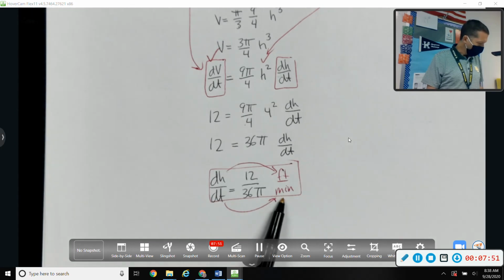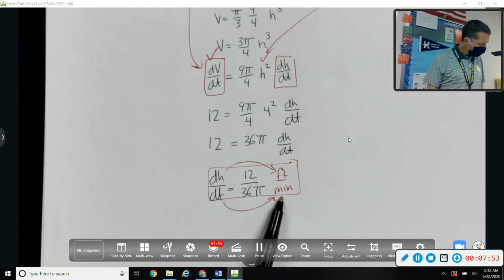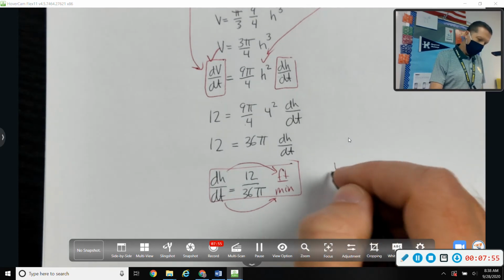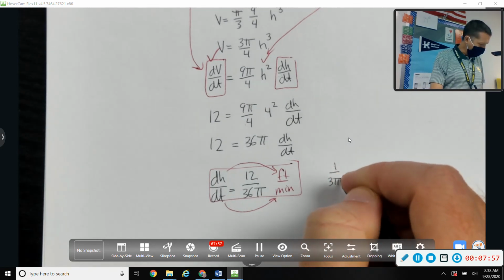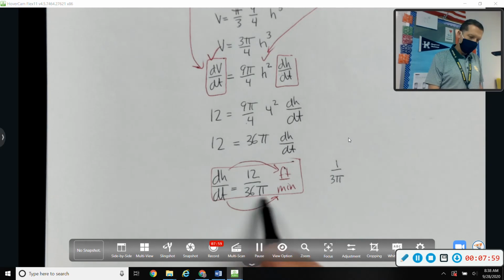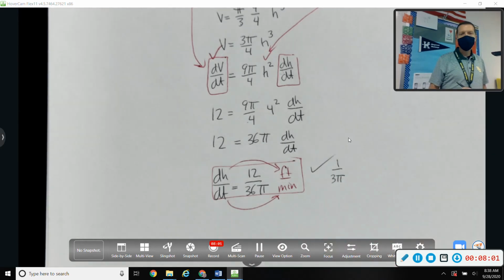Answer is posted at the bottom. The answer posted says 1 over 3 pi feet per minute. Yeah, that's the same thing. So I got it right. Questions on that one?